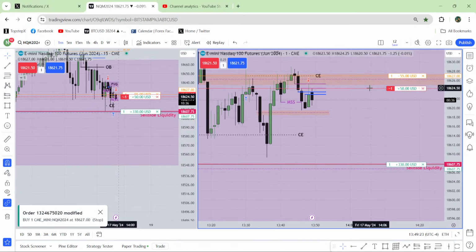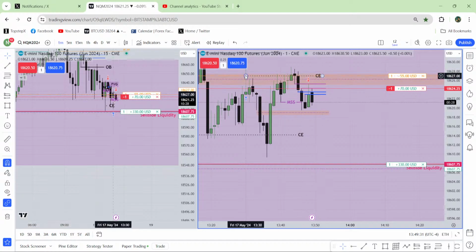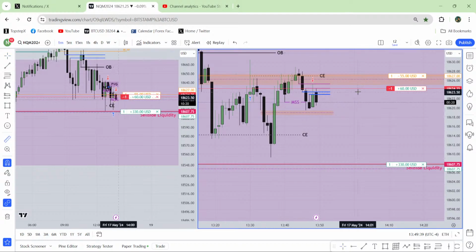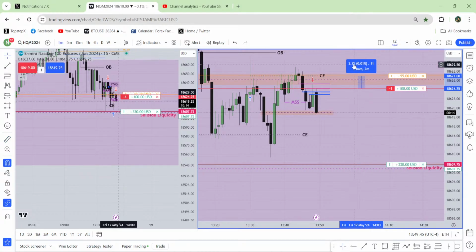I minimized my loss, okay? I just covered the consequent encroachment of that inversion fair value gap and put my stop loss around the level of the C of that week, because this week should not be traded one more time. If I am wrong, I'll be stopped out with a very small stop loss. Look how many handle it's going to be. Just 2.75 handle. Am I okay with that? Absolutely, I'm okay with that.